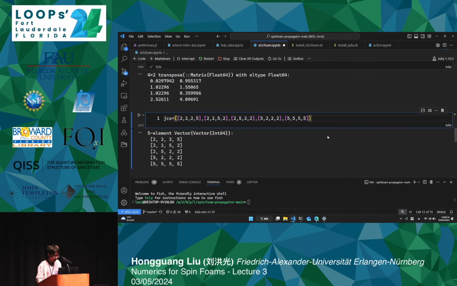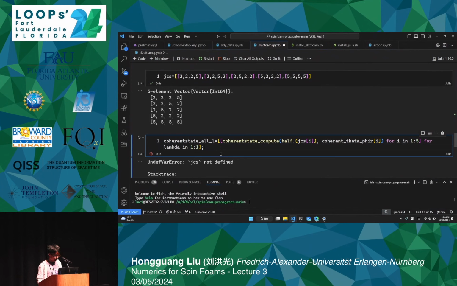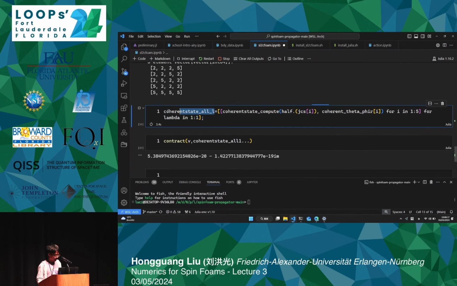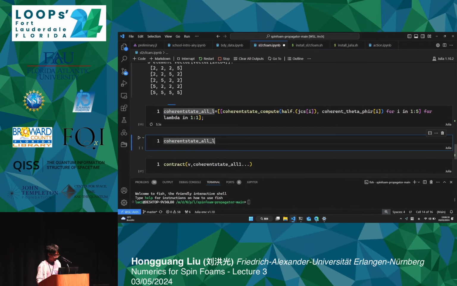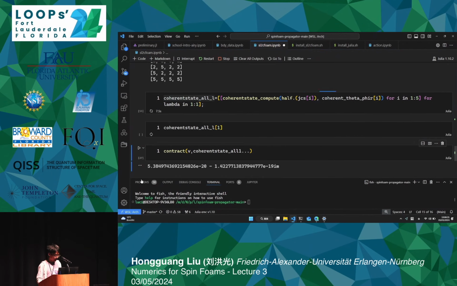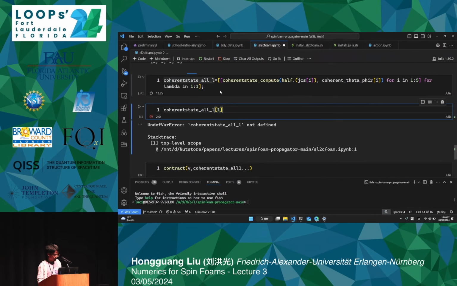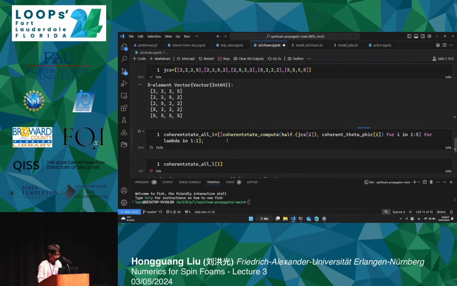Sorry, I need to run this first. And you can check, for example, the first tetrahedron. It takes some time. But for the first tetrahedron, it gives you the expansion of the coherent state on the internal space.